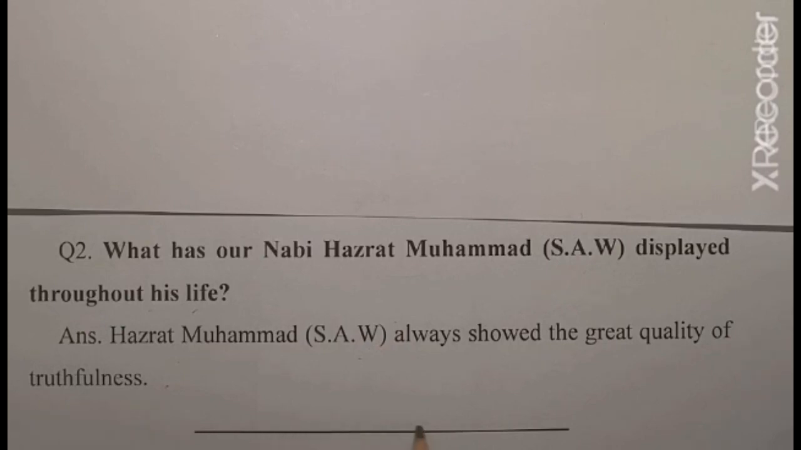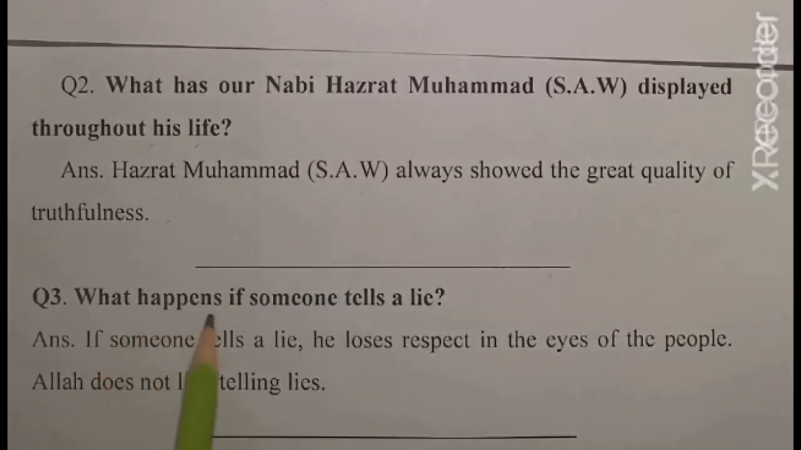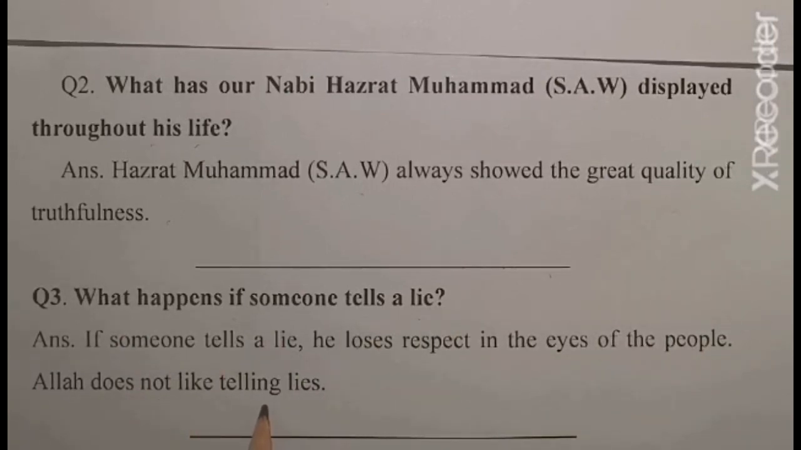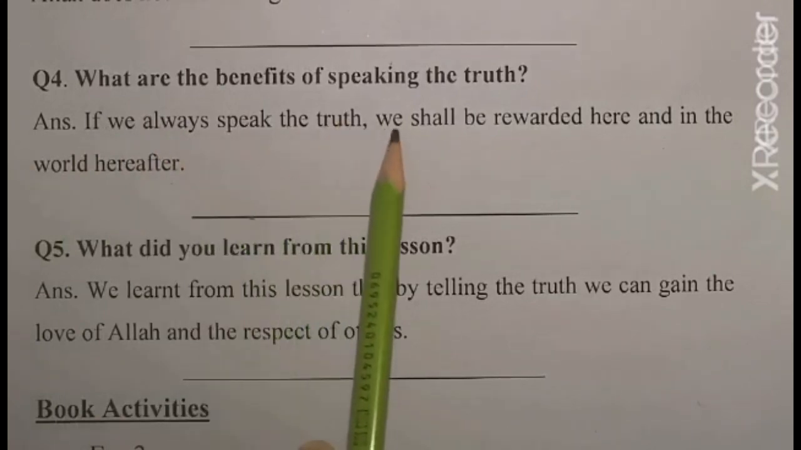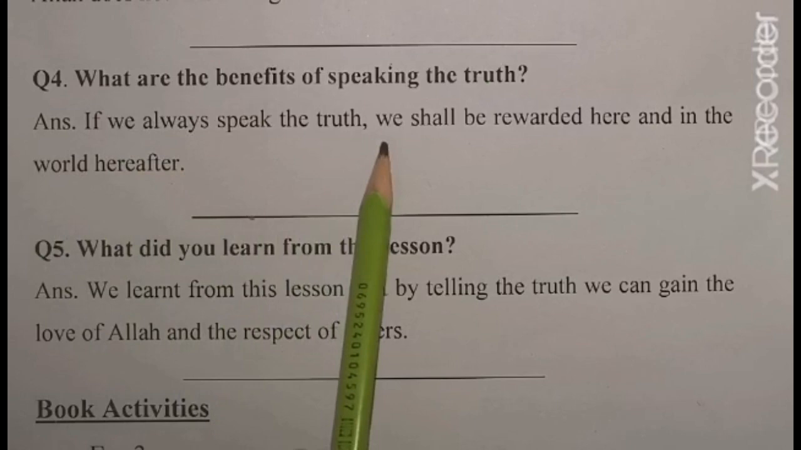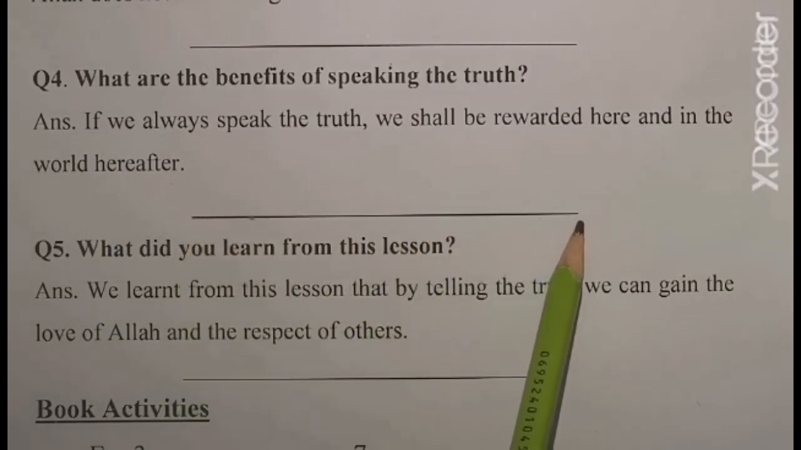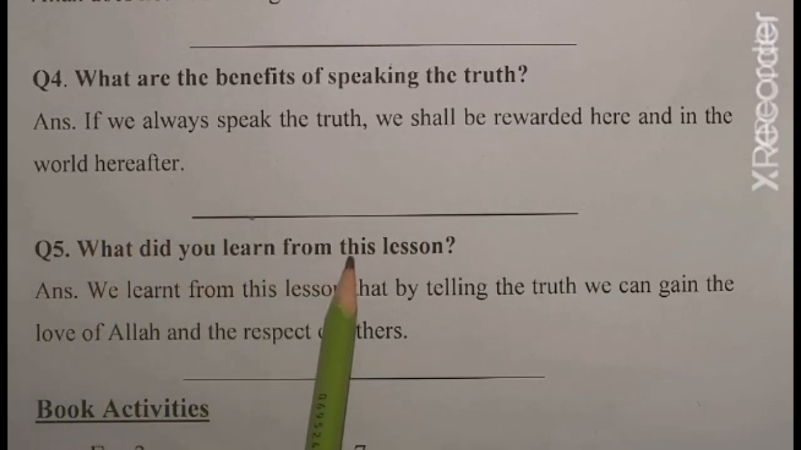After completing this answer, draw a finishing line again and start question number 3. Question number 3. What happens if someone tells a lie? Answer. If someone tells a lie, he loses respect in the eyes of the people, full stop. Allah does not like telling lies, full stop, and draw a finishing line again after completing this answer. Question number 4. What are the benefits of speaking the truth? Answer. If we always speak the truth, we shall be rewarded here and in the world hereafter. Now draw a finishing line again and come to question number 5. What did you learn from this lesson? Answer. We learned from this lesson that by telling the truth, we can gain the love of Allah and the respect of others.